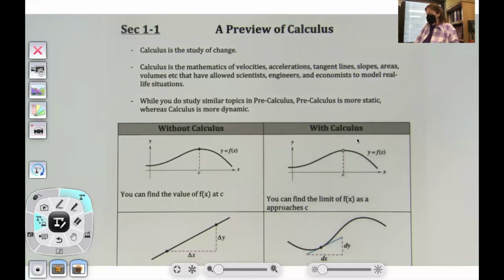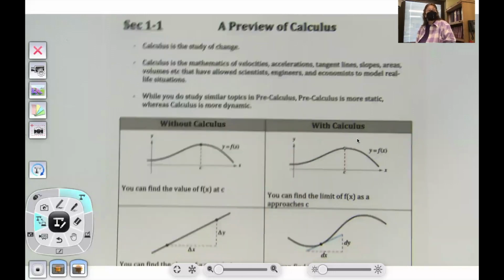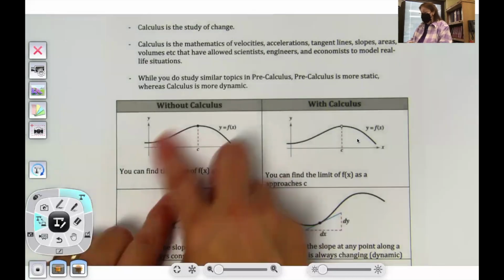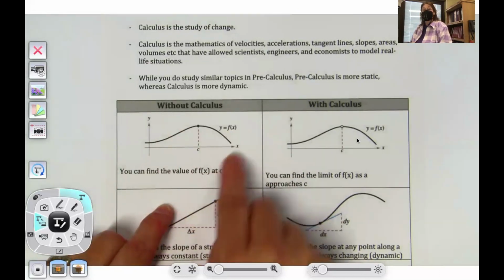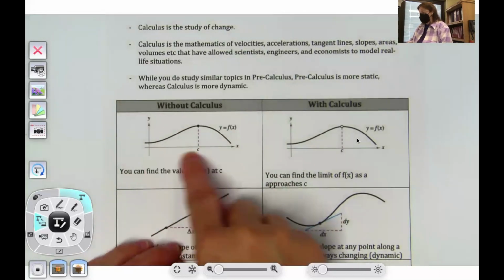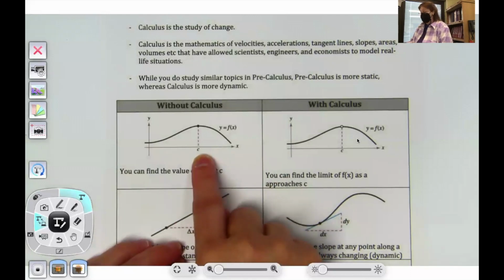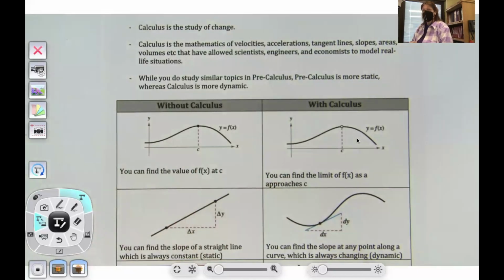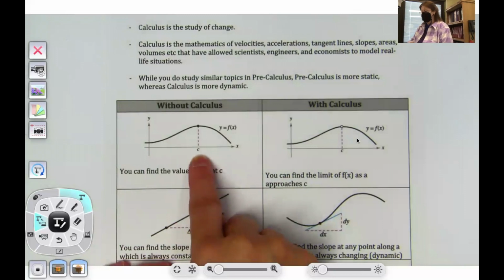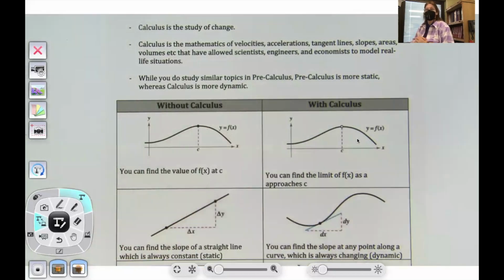Now, we're going to take a look at some different scenarios in math, all right? How we handled them in pre-calc versus how we're going to handle them in calculus. So in this example, let's say I've got some random curve f of x, and I've picked a random number on the x-axis. What could we do in pre-calc? Well, we could take that x value, plug it into the function, and it would tell me exactly what y is. That's obviously no calculus whatsoever. You did that in pre-calc.